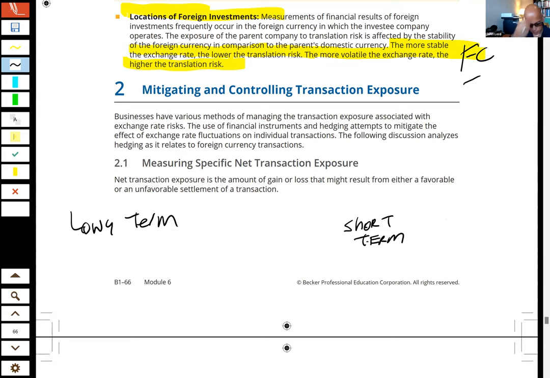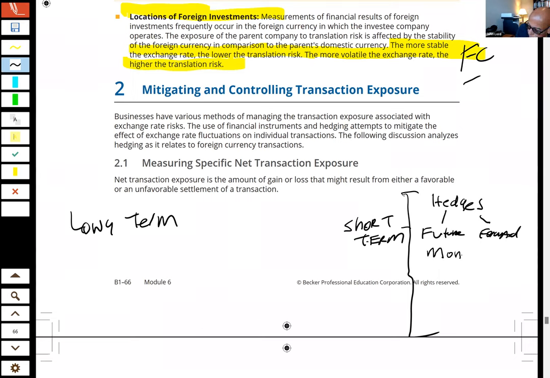Okay. And the short terms that we're going to talk about are going to be hedges. And we're going to see that for our hedges, we could have something that's called a future hedge. We could have something that's called a forward hedge. Okay. And then we'll also see, these are all short term. You bracket them off this way, short term. We could also have money market tools that are going to be used for mitigating.